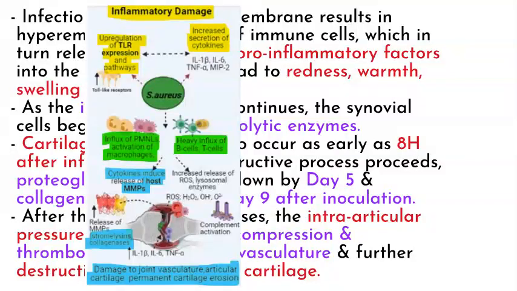This will induce the host metalloproteases, MMPs. So these metalloproteases will degrade the joint, and also the complement activation can cause more harm to the joint surface, and this will finally cause damage to the joint vasculature and articular cartilage, with permanent cartilage erosion.